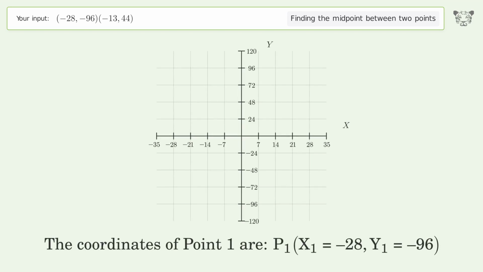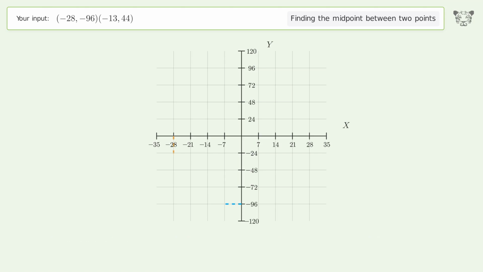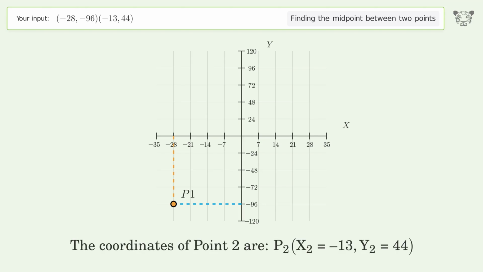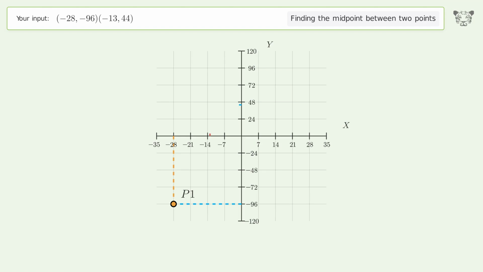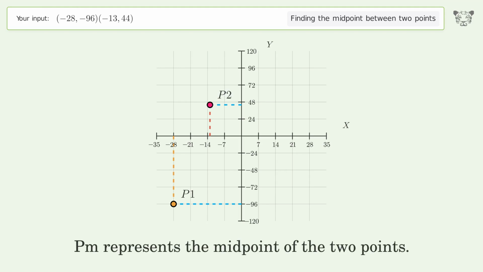The coordinates of point 1 are, x1 equals -28, y1 equals -96. The coordinates of point 2 are, x2 equals -13, y2 equals 44. PM represents the midpoint of the 2 points.